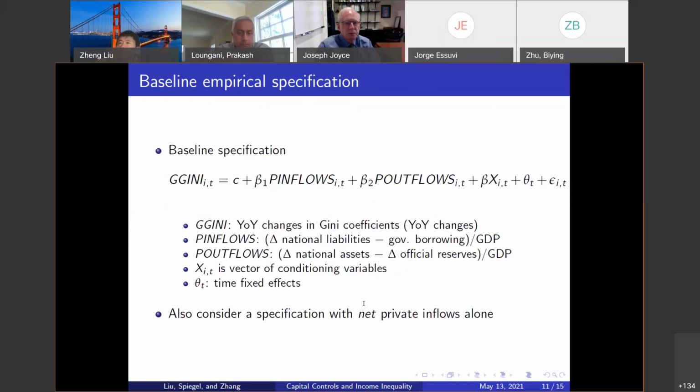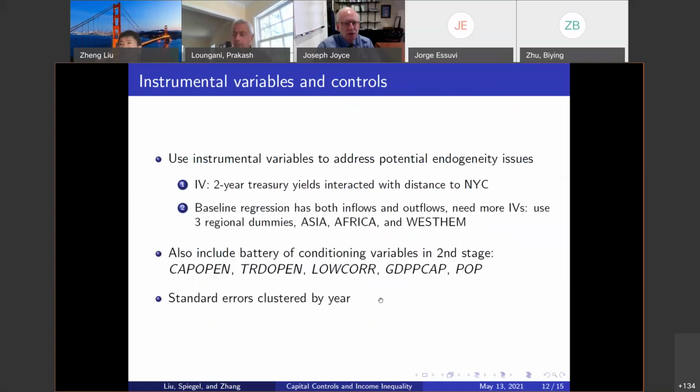So here's the baseline empirical specification we look at. On the left-hand side, we look at the year-over-year change. We call it G-Gini, the growth rate of the Gini coefficient. On the right-hand side, the main variables of interest are these two, private inflows and private outflows. We include both. The private inflow is just the change in national liabilities minus government borrowing over GDP. And outflow is the change in national assets minus official reserves over GDP. And X is a vector of control variables, theta is time fixed effect. And we also have a specification where we replace the two gross flow measures by a net inflow measure. And of course, the flows are endogenous. We have to instrument them.